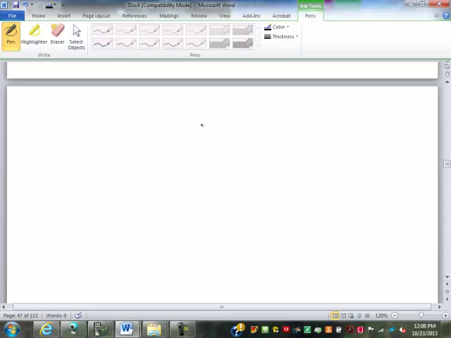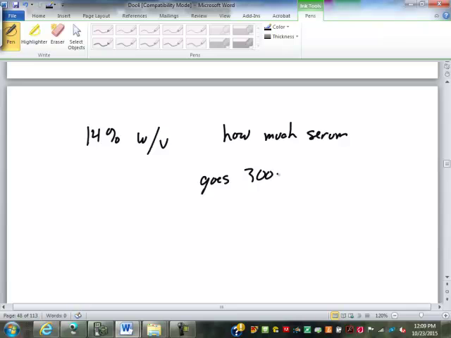Make sure that you remember our volume in volume, weight in volume, and weight in weight concentrations. So if I give you that we have a 14% weight and volume solution, how much serum would go into 300 milliliters of solution?